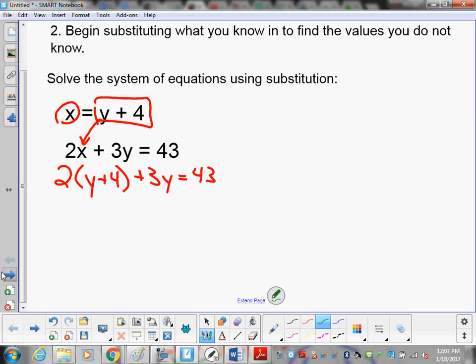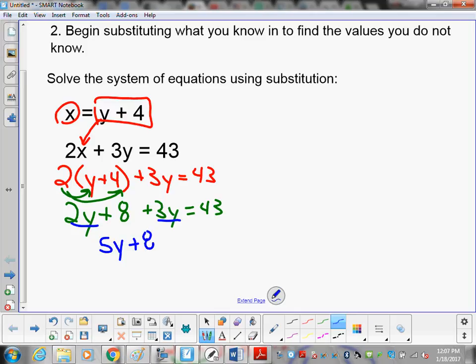At this point, we got an equation that just has y in it, and so we're going to solve for y. So I got to distribute the 2. So 2y plus 8 plus 3y equals 43. So the 2y plus 8 came from 2 times y and 2 times 4 when I distributed. Next step, combine your like terms of 2y and 3y. This gives you 5y.